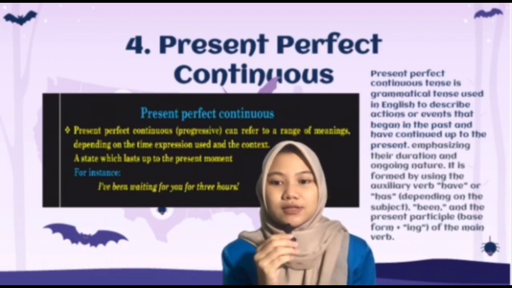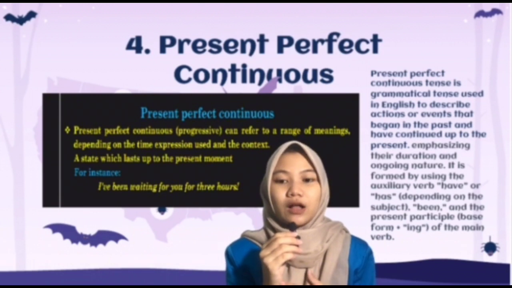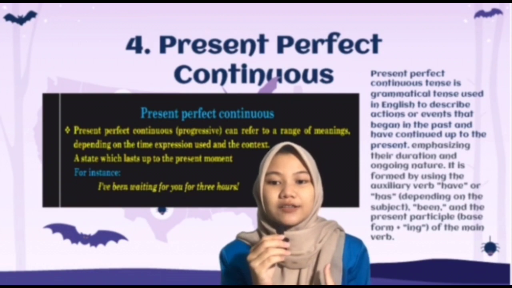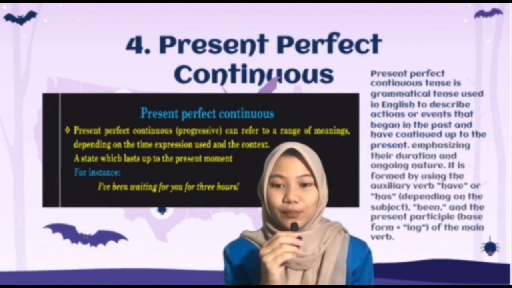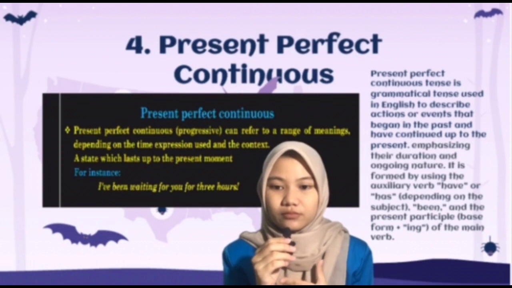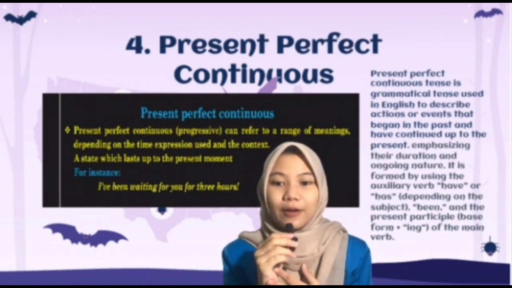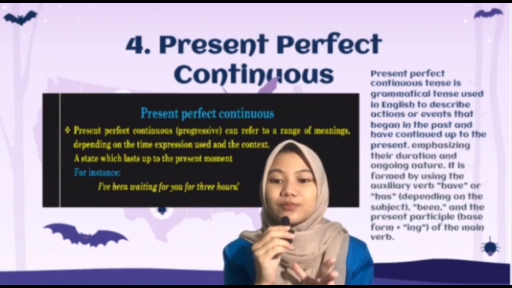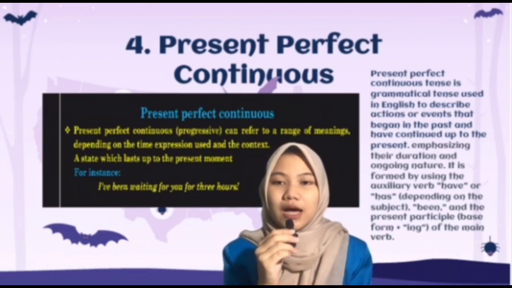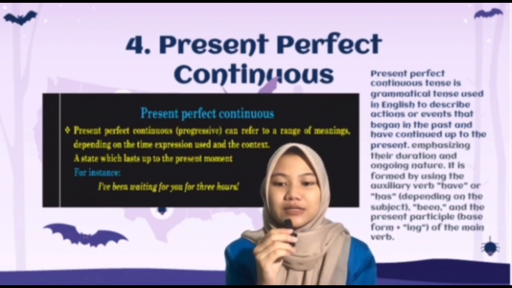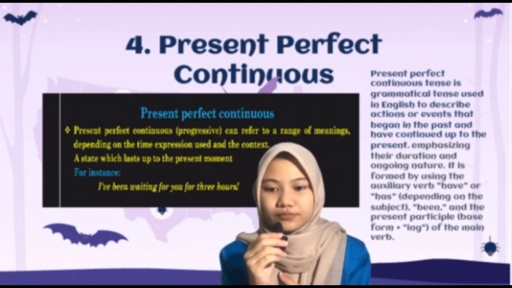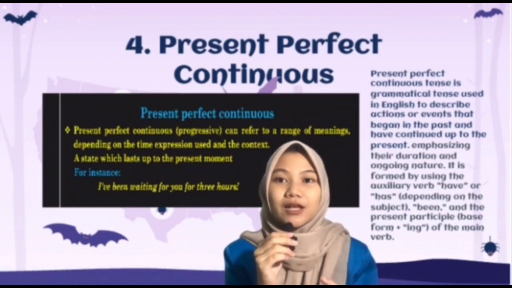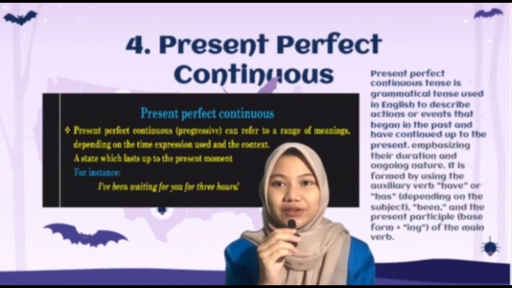Present perfect continuous tense is a grammatical tense used in English to describe actions or events that began in the past and have continued up to the present, emphasizing their duration and ongoing nature. It is formed by using the auxiliary verb have or has, depending on the subject, then been, and the present participle, the base form plus ing of the main verb.